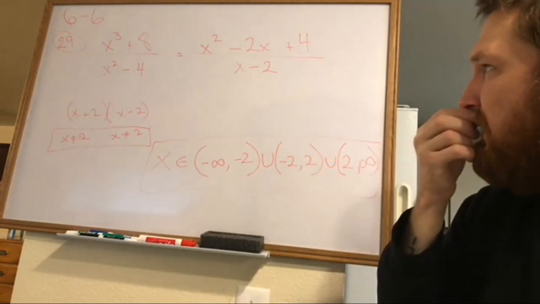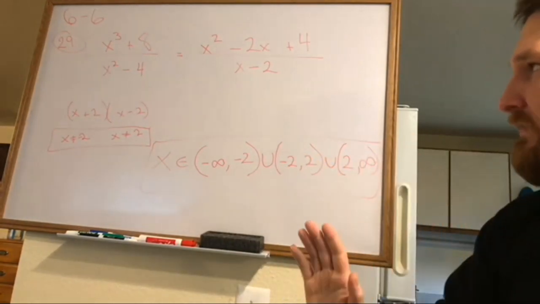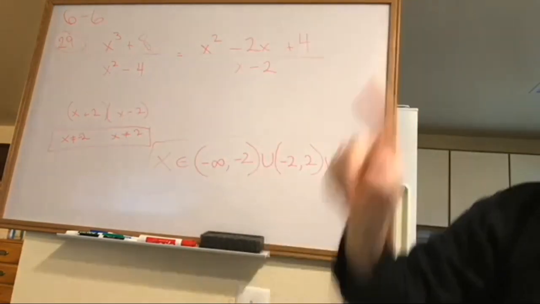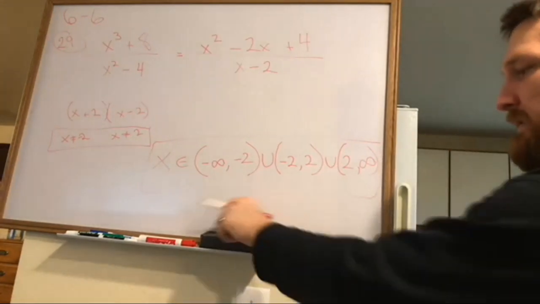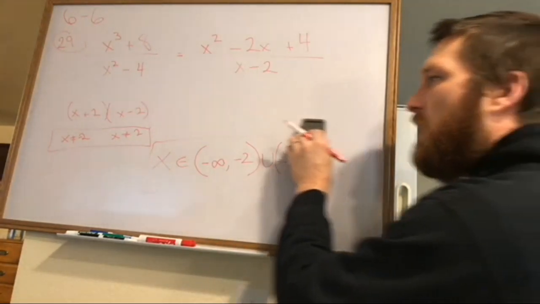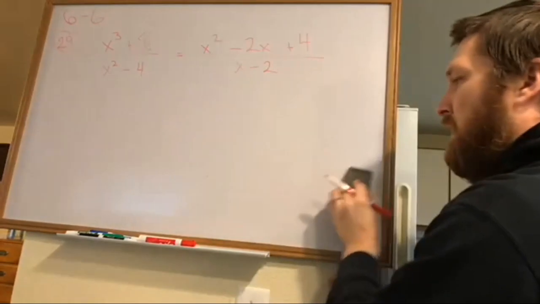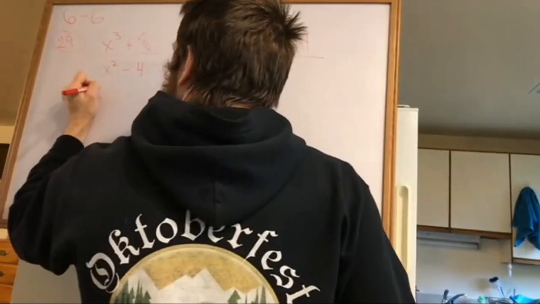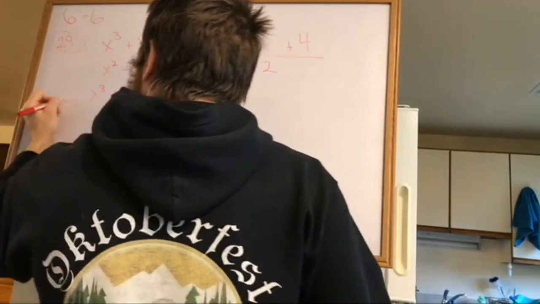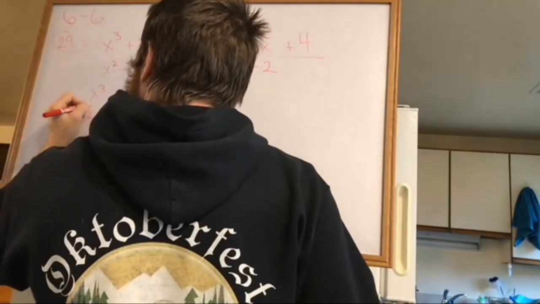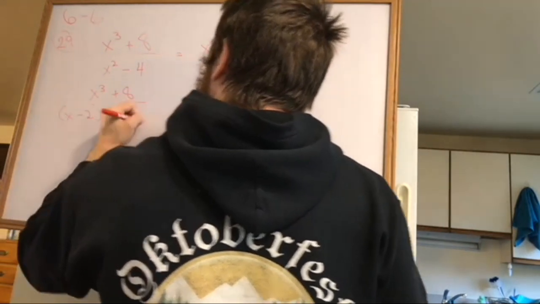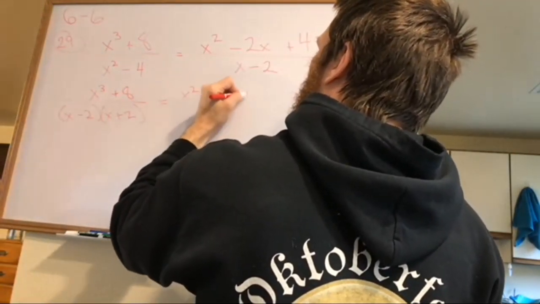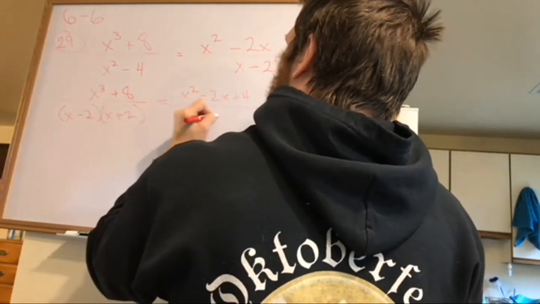Now, I said that's one way of doing it, if you recognize that that guy broke down into that guy. If you didn't, I'm going to go along with what you did, which I believe was something like this. You have x cubed plus 8. You go ahead and factor this guy as x minus 2 times x plus 2, and then we have whatever's up here, and we have this right here.